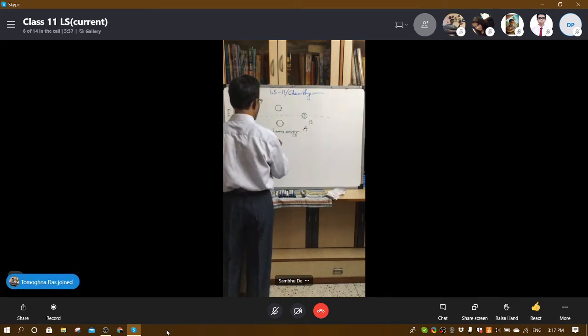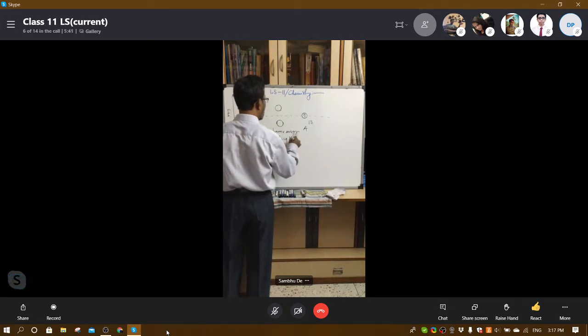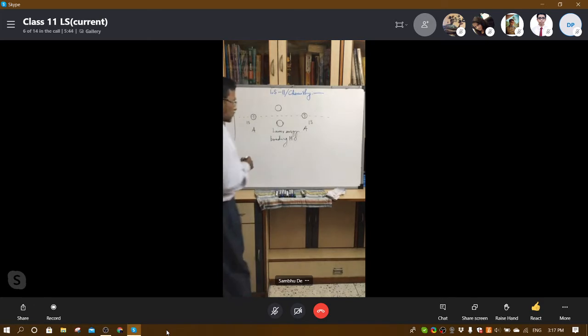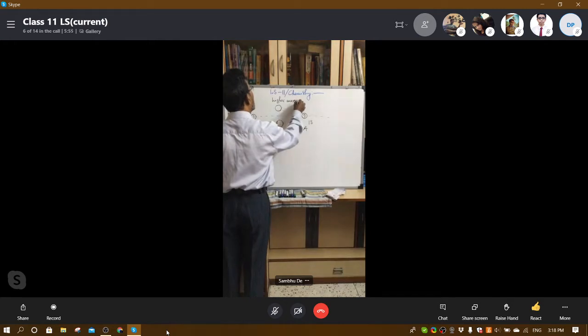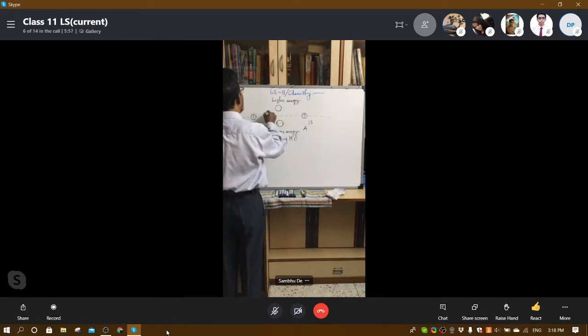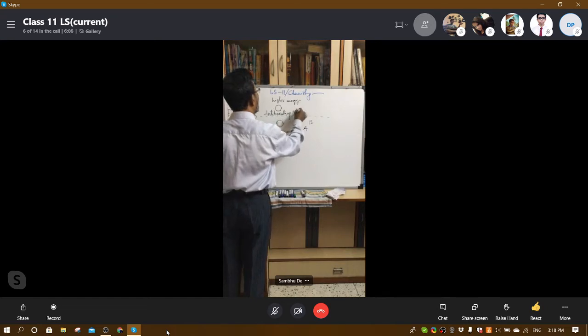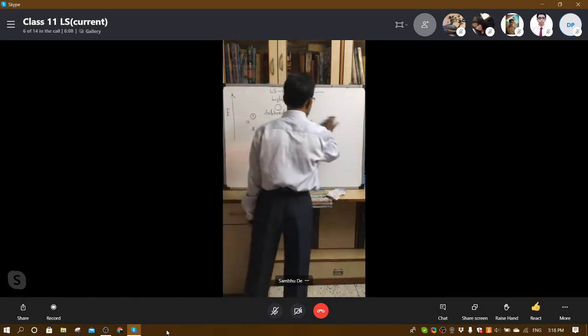This is called bonding molecular orbital. It is of lower energy, bonding molecular orbital. This is of higher energy. Higher energy, this is called anti-bonding molecular orbital.